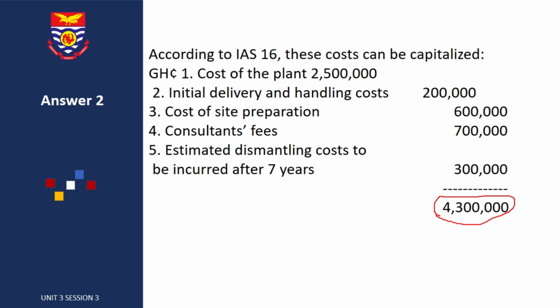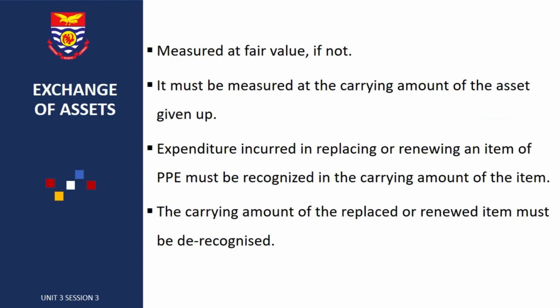There are other examples in the book. Try as much as possible to solve them to get the understanding, the various ways you can calculate the initial measurement of an asset. Now let's come to exchange of assets. You can exchange an asset for an asset. Now when this happens, exchange of assets are measured at fair value. So you measure the fair value, which is the amount at which you are exchanging the asset, the amount prevailing in the market.